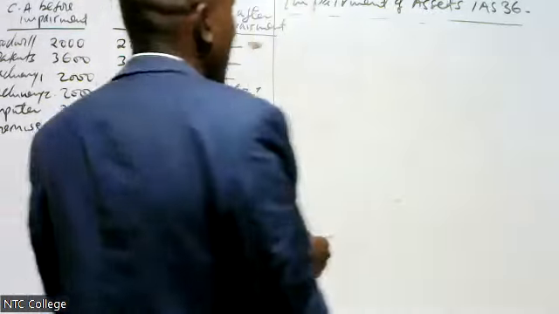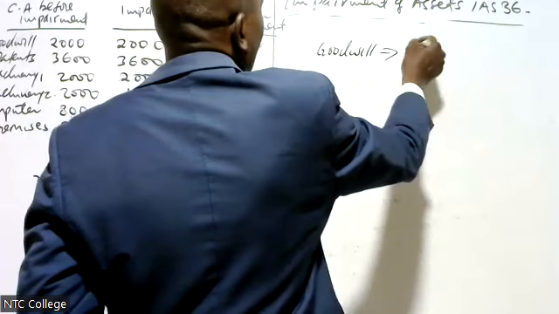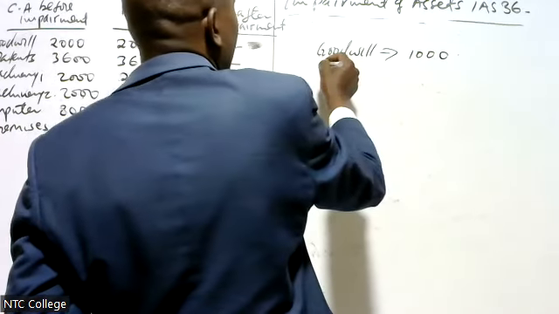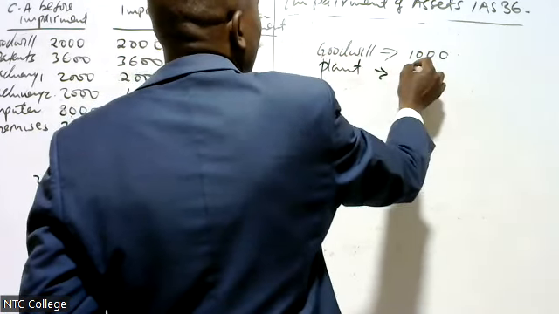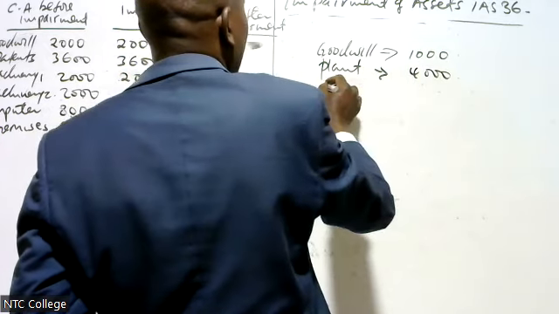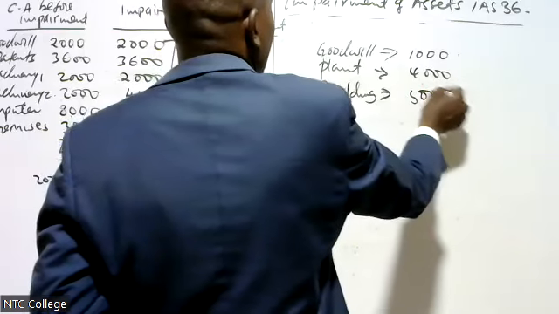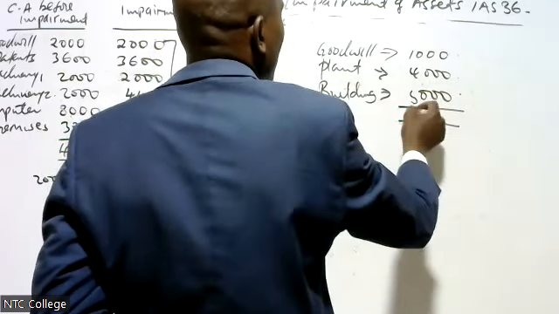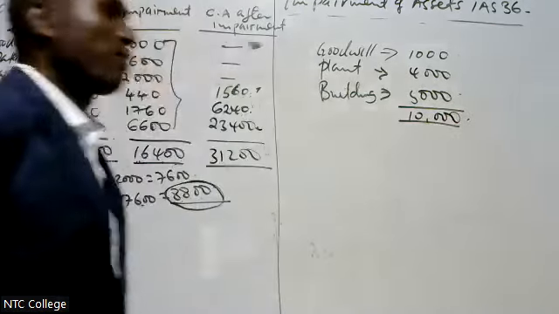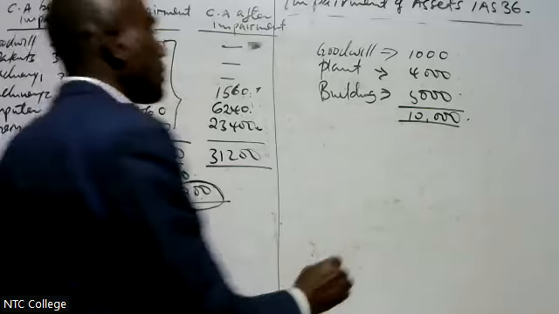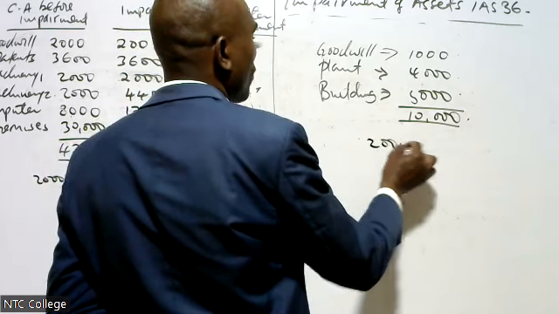Now, I have assets. I have goodwill, 1,000. I have plant or machinery, 4,000. I have building, let me say 5,000. Total comes to 10,000. That is total. Then the examiner gives me impairment of, let me say, 2,000.